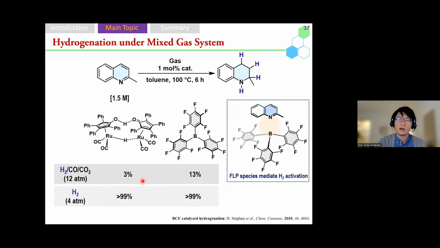We also explored rhodium Wilkinson catalyst, homogeneous iridium catalyst, ruthenium Macho catalyst, and heterogeneous palladium on carbon catalyst. But in all cases, hydrogenation did not proceed under the crude hydrogen conditions. So we turned our attention to BCF, which generates this type of FLP in situ. But again, the hydrogenation was significantly suppressed under the crude hydrogen conditions.